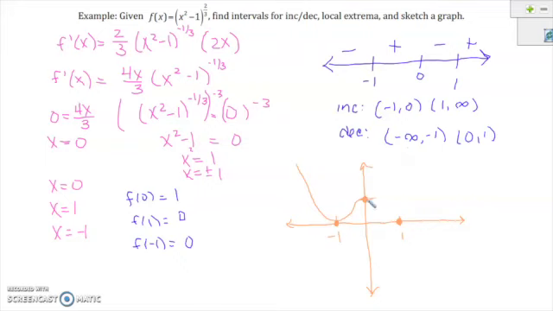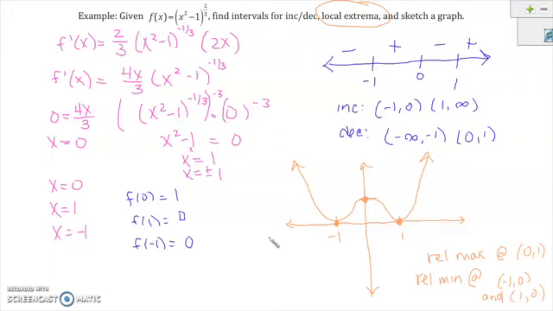I got to go back and do that. And then I switch over to increasing. All right, so let's fix that real quick. So this graph looks awesome, but I did skip this part right here. All right, so I have a relative max at, and I actually have the values now, which is nice, 0, 1. And I have two relative mins. So a relative min at negative 1, 0 and 1, 0.